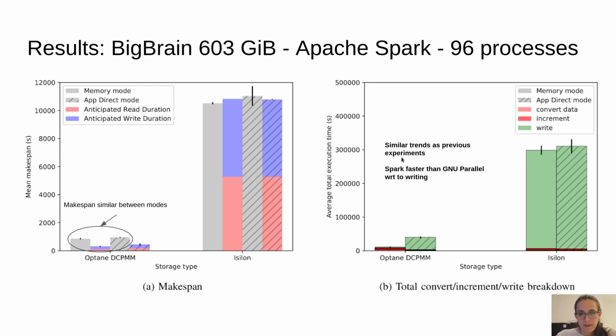And then when we looked at the breakdown, we noticed similar trends as before. Write time is significant. And here we noticed that Spark was faster than Nighres parallel for writing.